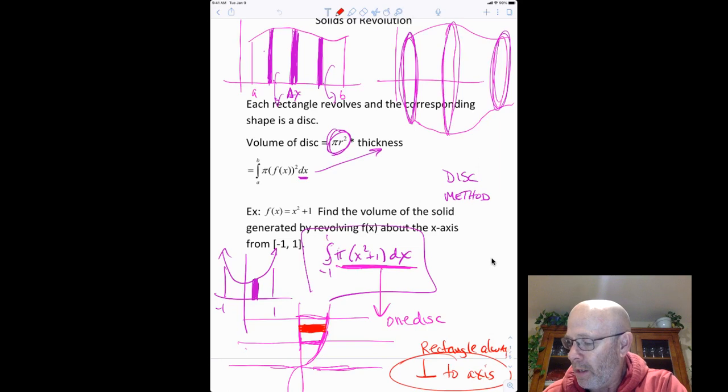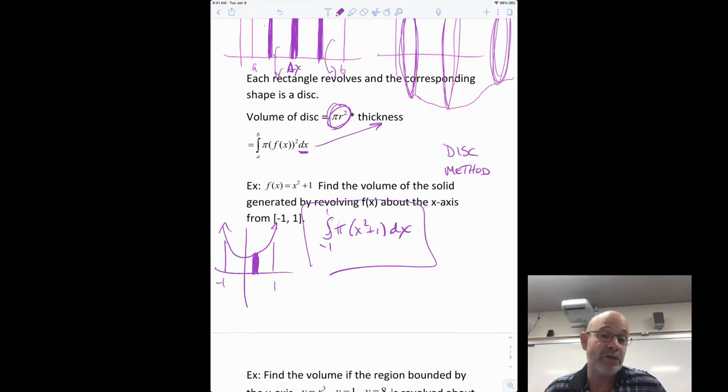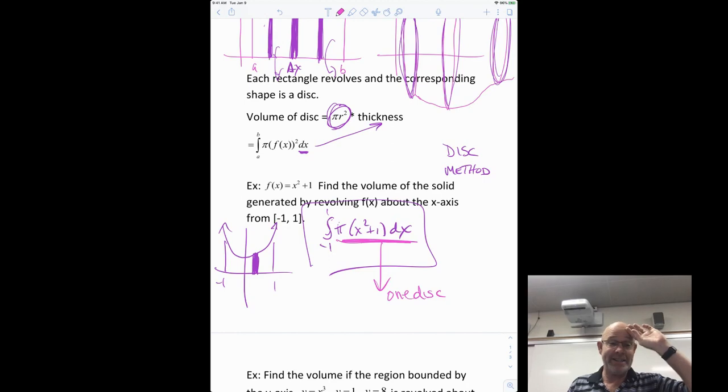Because remember, I made a little mistake there, little boo-boo. This right here should be pi times x squared plus 1 squared. It should be pi times the radius squared. The integral is doing a Riemann sum, right? It's adding up all those areas. So that little formula we have right here, that formula is one disk. The circle, pi r squared times the thickness, the dx. And then the integral's adding them all up. All righty.